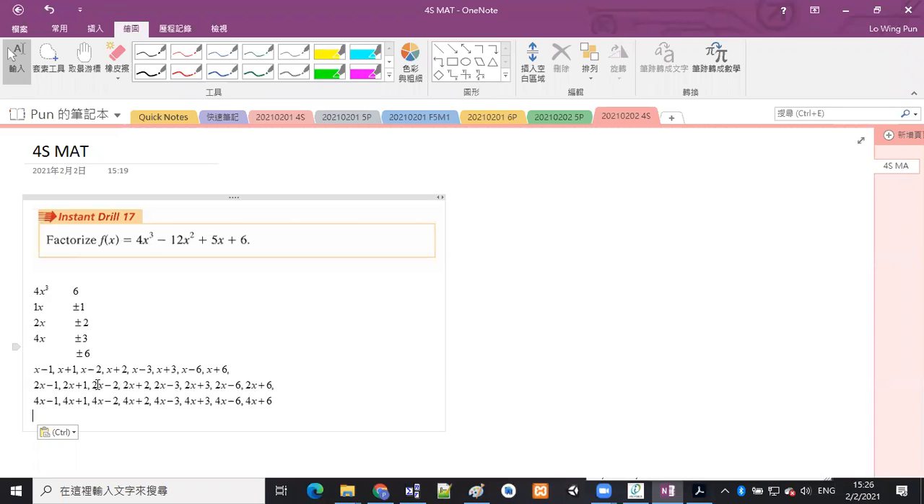Can you see that x minus 1 and 2x minus 2 are basically the same? When we test whether x minus 1 is a factor, we will calculate f(1). When we test whether 2x minus 2 is a factor, we will calculate f(1) again. So they are exactly the same. Similarly, x plus 1 and 2x plus 2 are actually the same. And x minus 3 and 2x minus 6, x plus 3 and 2x plus 6 are the same. And we still have 2x minus 1 and 4x minus 2 and so on. So there are actually some pairs here that will be the same factor.